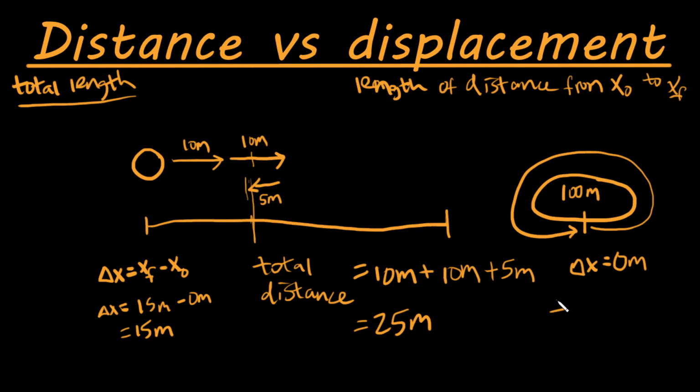But our total distance that we traveled is going to be 100 meters, right? Because we did that lap around and we traveled a total distance of 100 meters, even though we weren't displaced because we ended up in the same place. And so that's the main difference between distance and displacement.